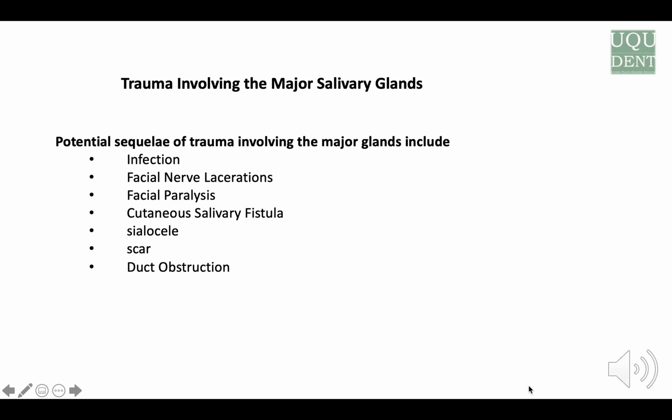You can have a trauma that involves the major salivary glands. What are the potential sequelae of trauma involving the major glands? Infection, facial nerve lacerations, because as we said before, the facial nerve runs through the parotid gland. So if this happens, your patient can have facial paralysis, cutaneous salivary fistula, which means it will open on the outside, extraorally, on the skin. Sialocele, scar, duct obstructions. All this can be caused by a trauma involving the major salivary gland.